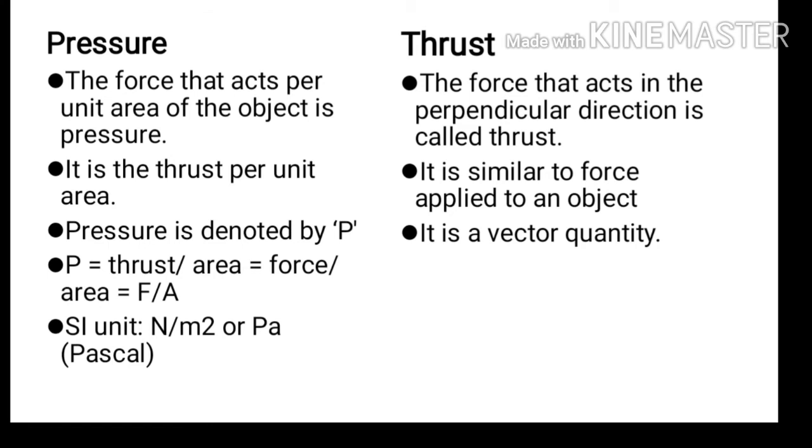Pressure is denoted by capital P. Pressure is equal to thrust per unit area or force per unit area. SI unit of pressure is Newton per meter square or Pascal, whereas thrust is a vector quantity.